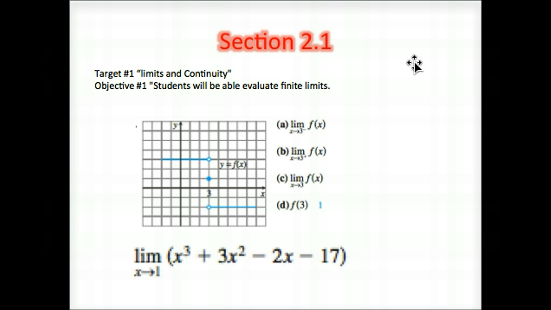You also have to be able to find a limit using algebra. Being able to use substitution is a great method to find a limit. So the second problem down there, all I would do is plug 1 in there. So 1 to the third is 1, plus 3 times 1 to the second, well, that would be 3, minus 2, minus 17. If I just add all that up, that should be my limit. Okay, so that's the kind of stuff that you will see in section 2.1.